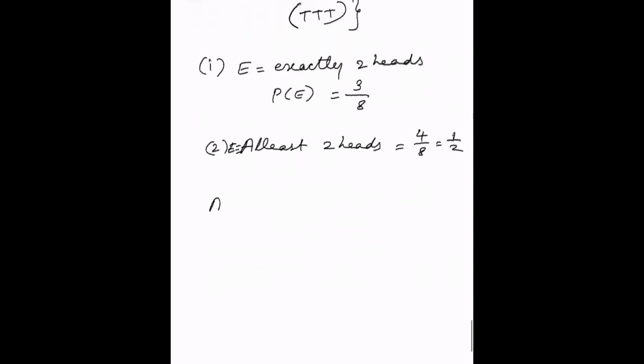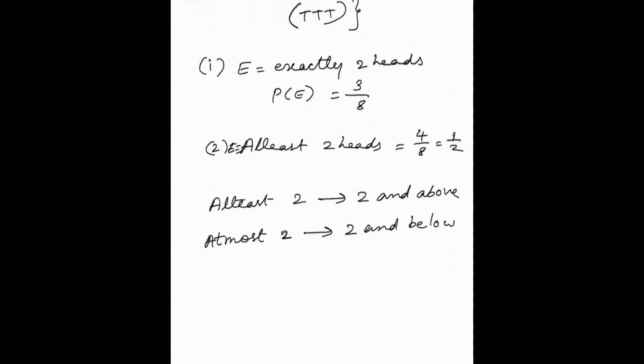Okay. So at least 2 means 2 and above. What is at most 2? At most 2 means 2 and below. That is the meaning of at most. In both at least and at most, 2 is included. 2 and above or 2 and below.